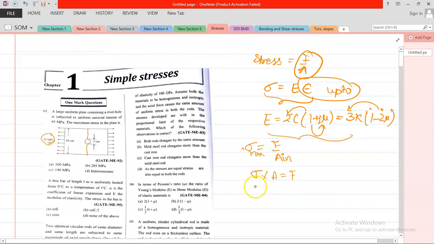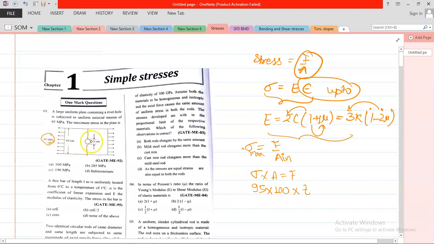So what is the area first? 95 megapascal into 10 centimeter, we convert into mm. It is 100 mm into the thickness, because thickness is not given. Let us assume that is T. Now this is the force that is acting on this plate.